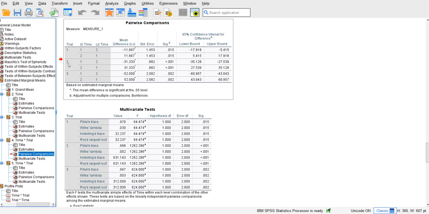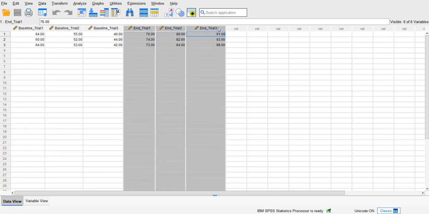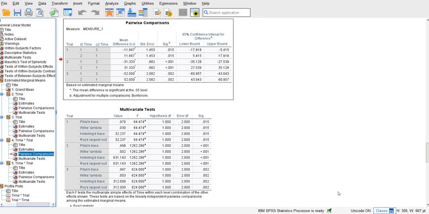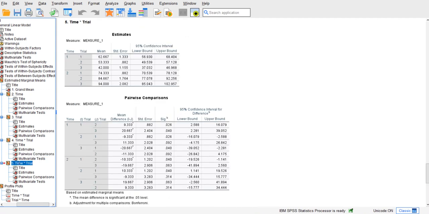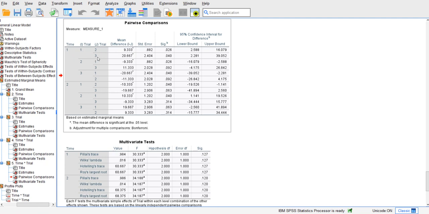Likewise for trial 2, when you compare baseline versus end, you get a difference. And then trial 3, baseline versus end, there's a difference. So it's saying that when you compare baseline versus the end, for each trial, they're different. Now you can do the inverse as well. So if we go down here, it's split it around. So now it's saying, okay, for each time point, so baseline, is trial 1 different from trial 2 at baseline? And it is. Is trial 1 different from trial 3 at baseline?